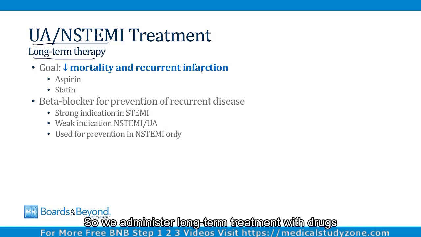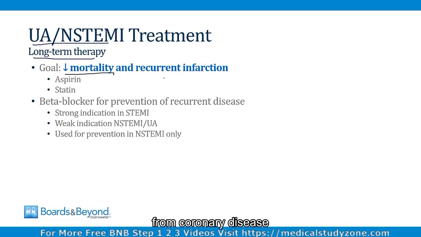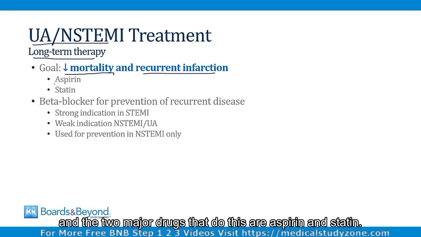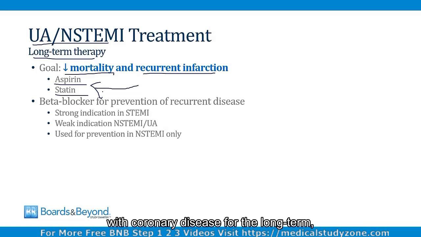So we administer long-term treatment with drugs that have been shown to reduce the mortality rate from coronary disease and reduce the risk of recurrent infarction. And the two major drugs that do this are aspirin and statin. Just like we talked about before, you give these to all patients with coronary disease for the long term, whether that patient has stable angina, unstable angina, or NSTEMI.